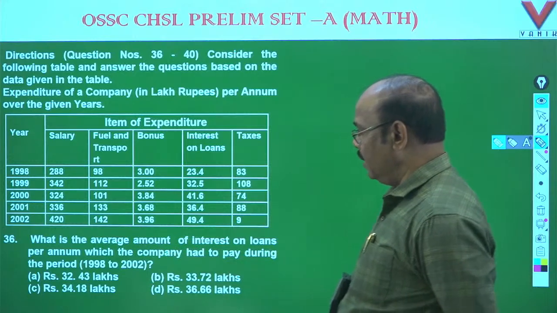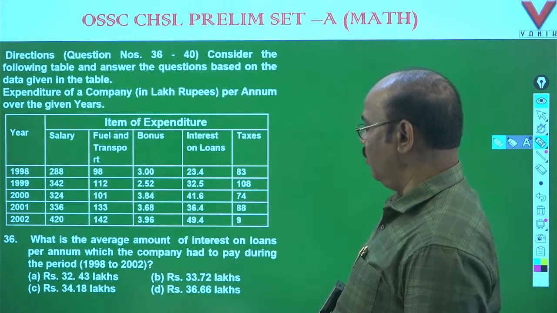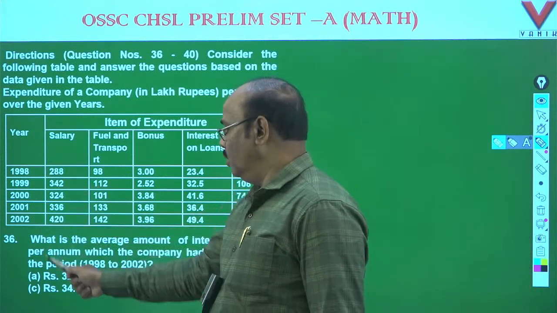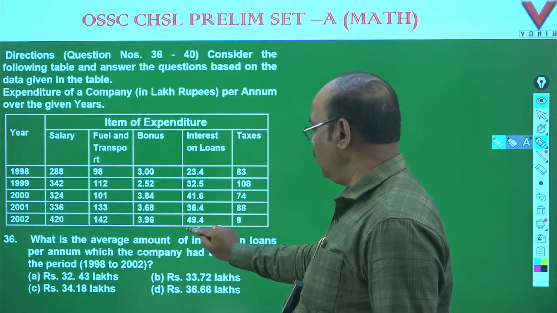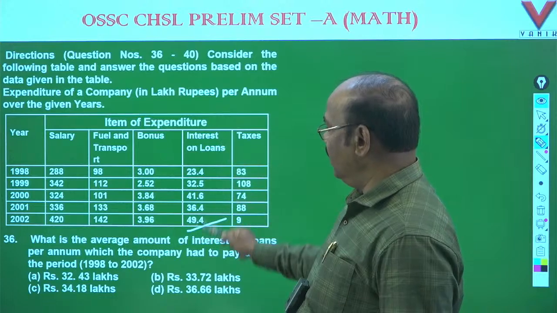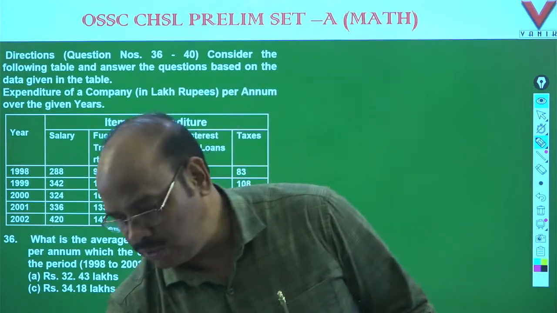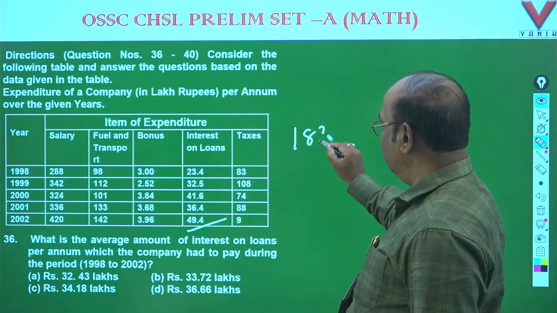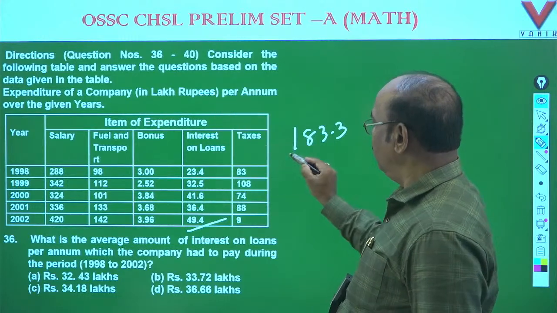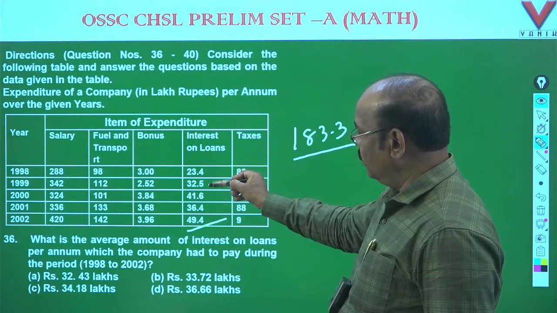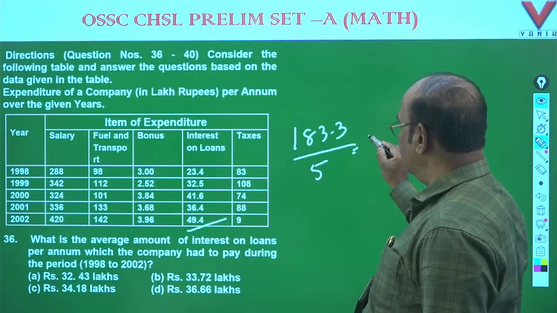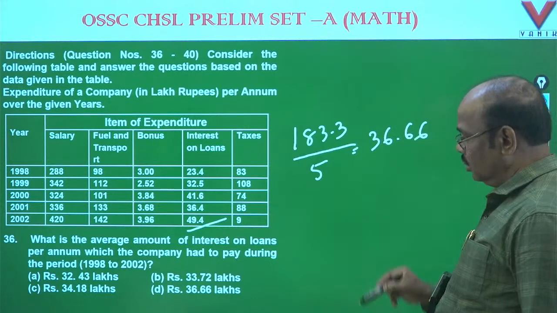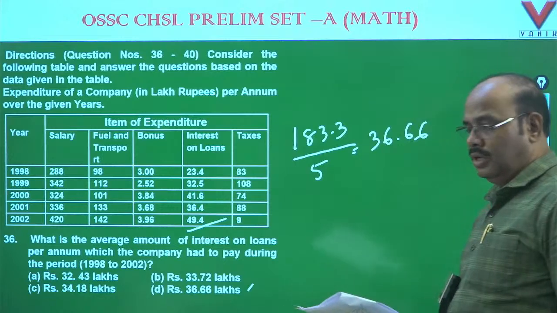First question: what is the average amount of interest on loans per annum which the company had to pay during the period 98 to 2002? The whole period. So total interest divided by the number of years, 1 2 3 4 5. Total interest comes to 183.3 lakhs, and dividing by 5 gives 36.66 lakhs. So the option is D.